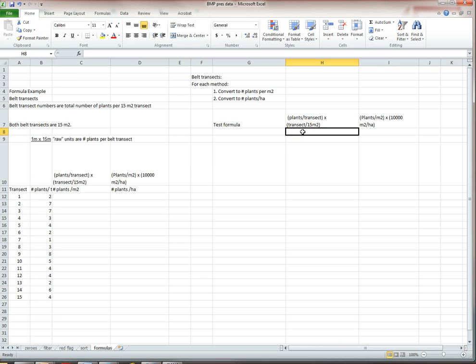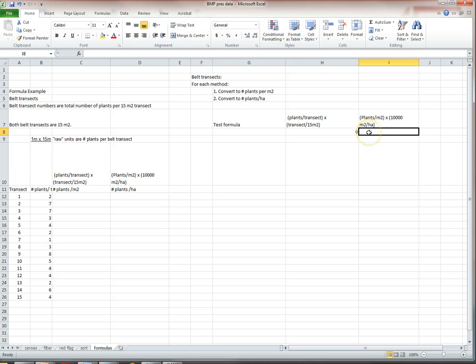So I'm going to set up a formula here that I would use to convert the number of plants per transect to the number of plants per meter squared. I'm going to set up my formula as though it was sitting here next to the actual data. So I'm going to tag the data cell, and then divide that by 15 because my transect was 15 meters squared.